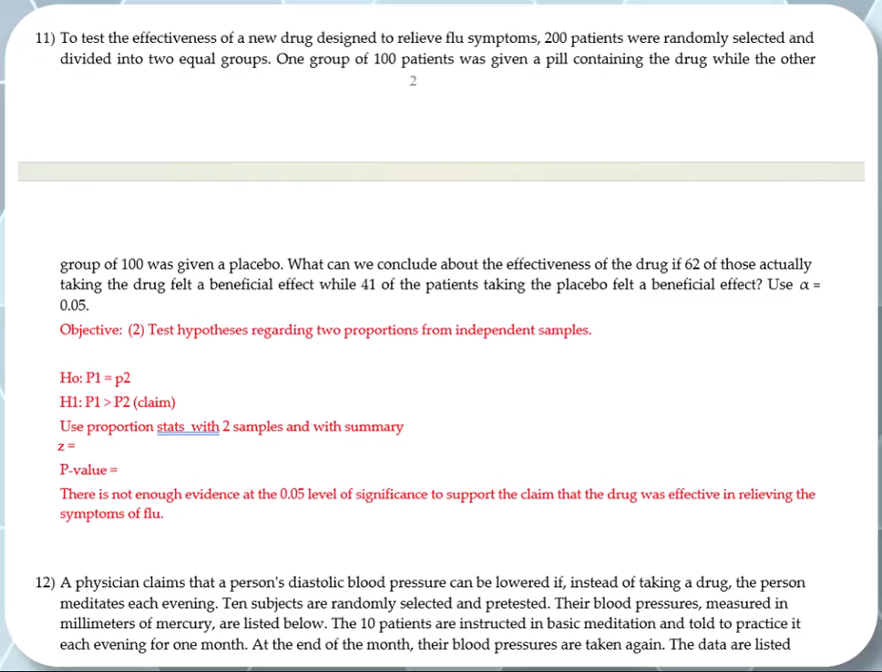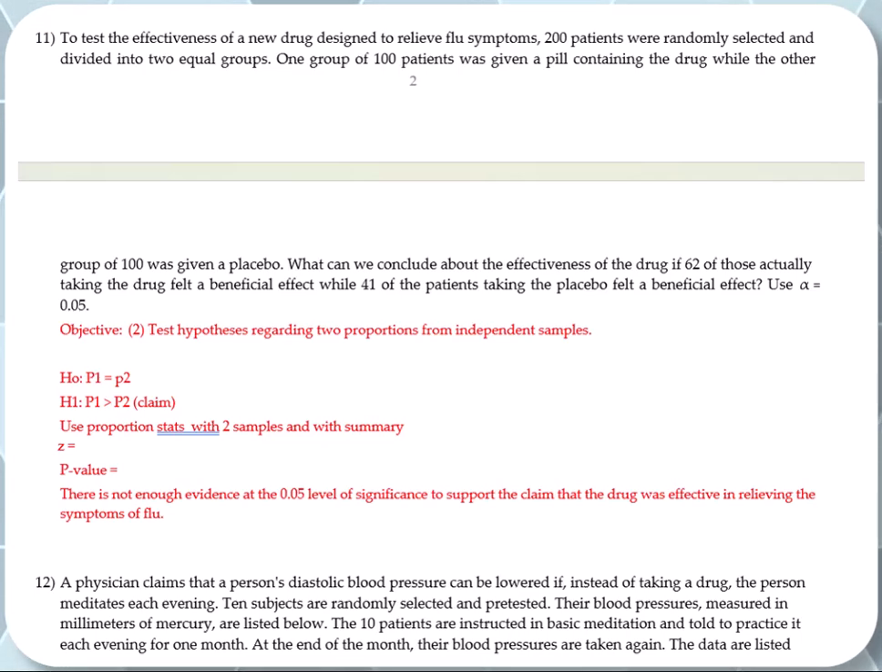To test the effectiveness of a new drug designed to relieve flu symptoms, 200 patients were randomly selected and divided into 2 equal groups. One group of 100 patients was given a pill containing the drug, while the other group of 100 was given a placebo, a water pill. What can we conclude about the effectiveness of the drug if 62 out of the first 100 who actually took the drug felt a beneficial effect, while in the other group who took a placebo, only 41 of the patients felt a beneficial effect? Use alpha equal 5%.